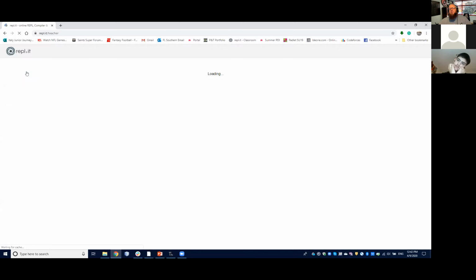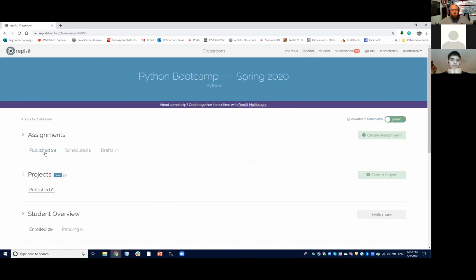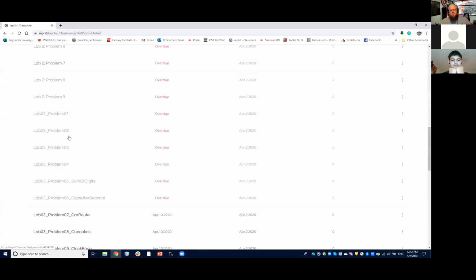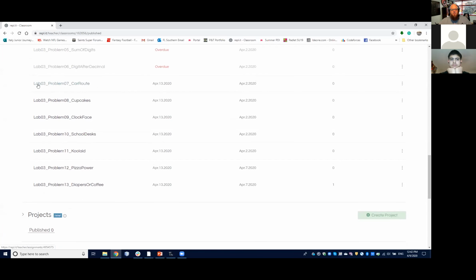All of the Replits that are currently available to you, the newer ones, they're not officially due until next week. Here's the teacher interface, and I can see that labs 1, 2, and lab 3, problems 1 through 6 were due. You can still complete them, but those were due earlier this week or last week. But lab 3, problems 7 to 13, those are not due until the 13th, it says right here. Sorry, I was looking at these other dates. The 13th, which is next Monday night. So don't feel like you're behind if you haven't finished them.